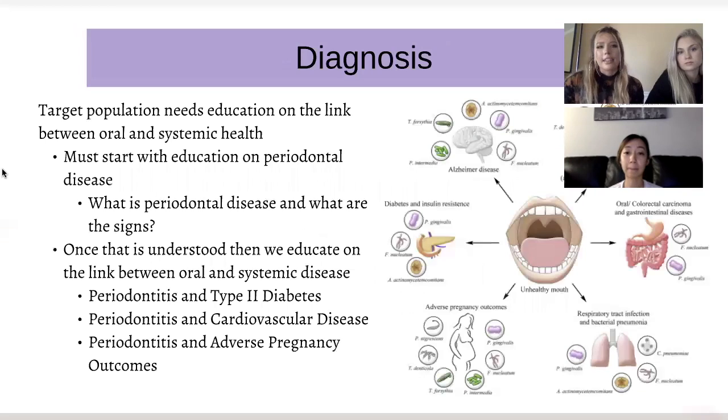So diagnosis: the target population, PA students, needs education on the link between oral and systemic health. We must start with education on periodontal disease, because if you don't know what it is, you can't really understand the rest. So the first thing we wanted to teach was what periodontal disease is and what the signs are. Once they understand that, we can educate on the link between oral and systemic disease, and we broke it down into 3 categories: periodontitis and type 2 diabetes, periodontitis and cardiovascular disease, and periodontitis and adverse pregnancy outcomes.